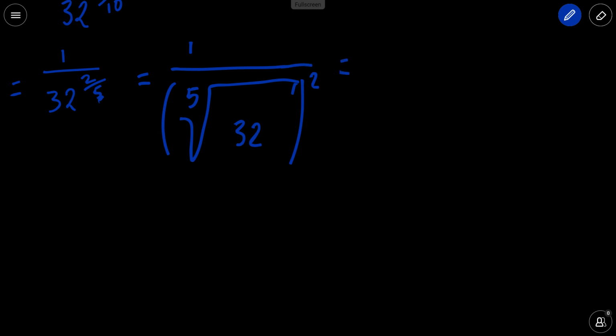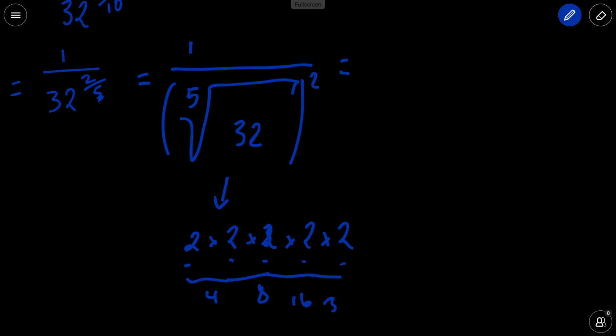Again, here we want to have the 5th root out of 32. And I hope you can see that if you multiply 2 times 2 times 2, this is 1, 2, 3, 4, 5. That will give you 4. That will give you 8. That will give you 16. And that will give you 32. So that will give you 2 squared. 2 squared can be simplified to 1 over 4.